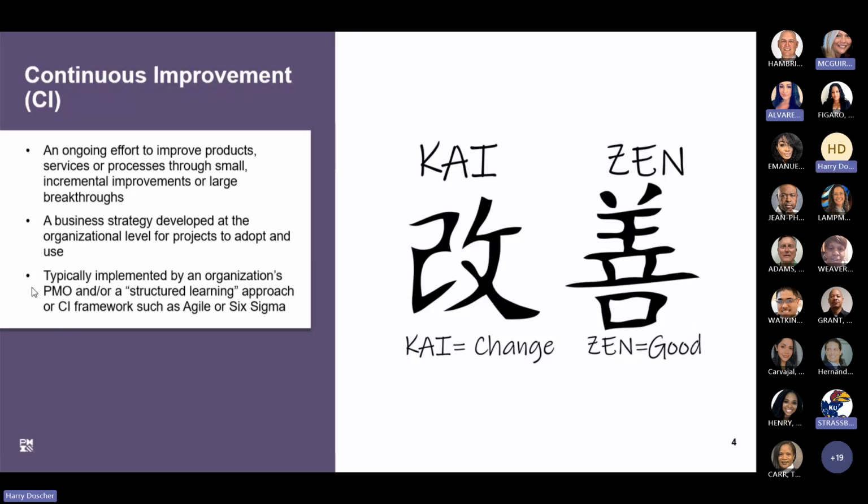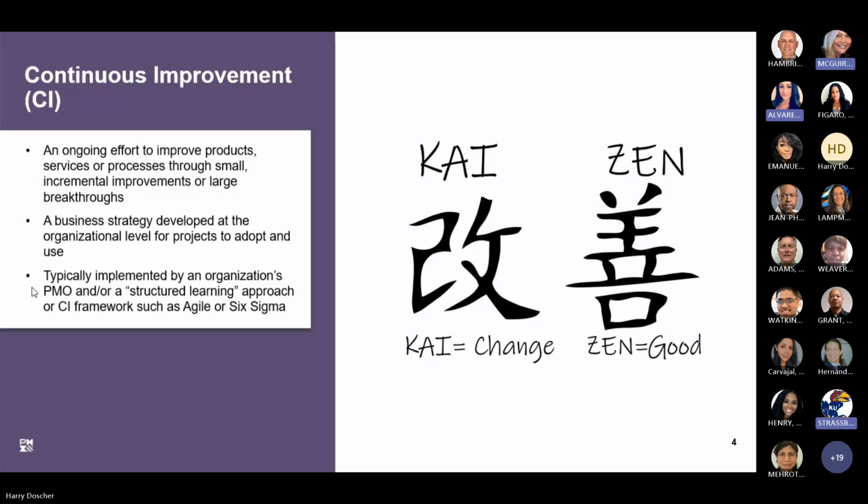Why would you say that Kaizen could be implemented by an Agile team? Because they're small incremental improvements.